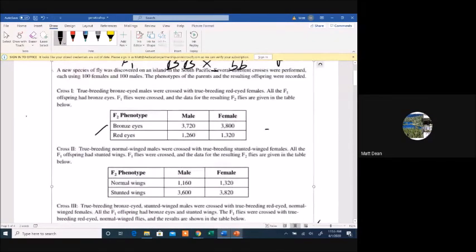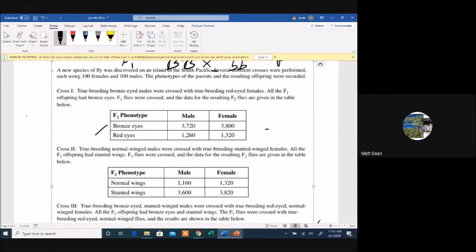Same kind of reasoning. So again, true breeding normal winged males were crossed with true breeding stunted winged females. So these females have little bitty tiny wings that don't work. The males have normal wings. And again, true breeding means that the original parents are homozygous for those traits. All the F1s had stunted wings.